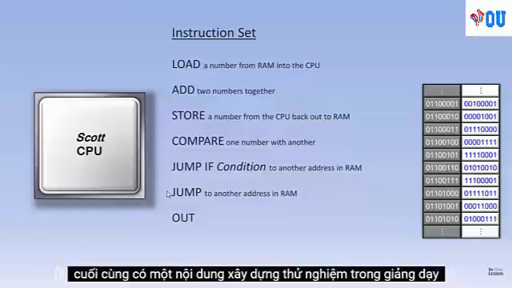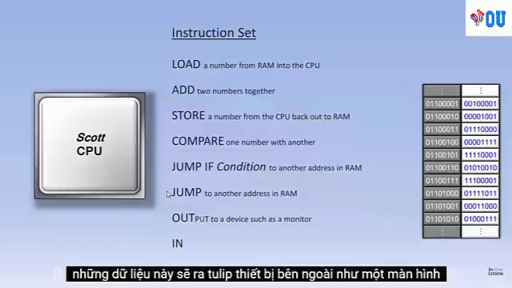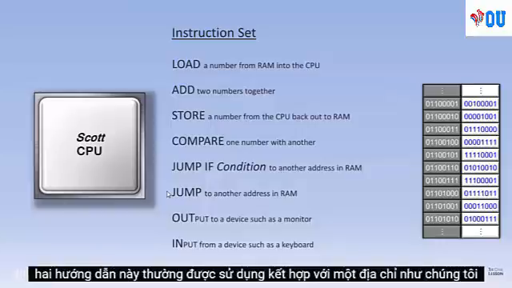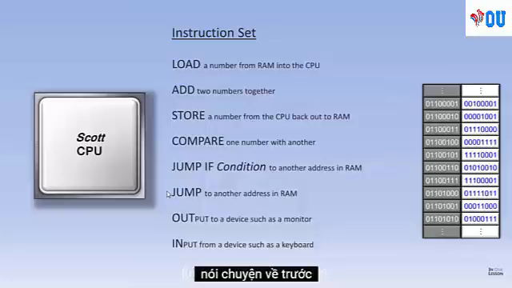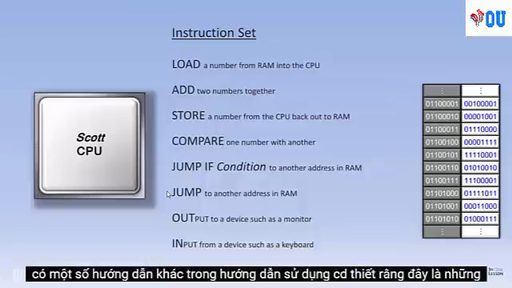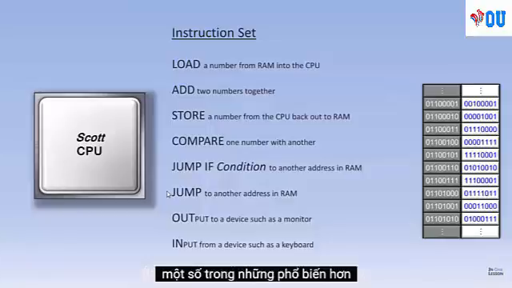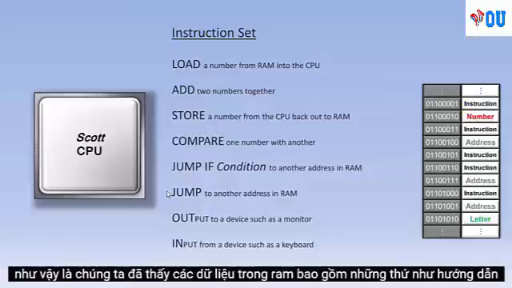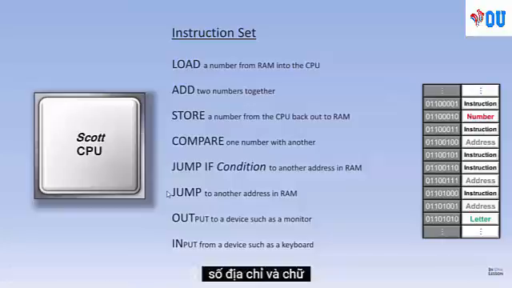Finally, there is an out instruction and an in instruction. These will output data to an external device like a monitor, or input data from an external device like a keyboard. These two instructions are often used in conjunction with an address, like we talked about earlier. There are some other instructions in a CPU's instruction set, but these are some of the more commonly seen ones. So as we saw, the data in RAM consists of things like instructions, numbers, addresses, and letters.